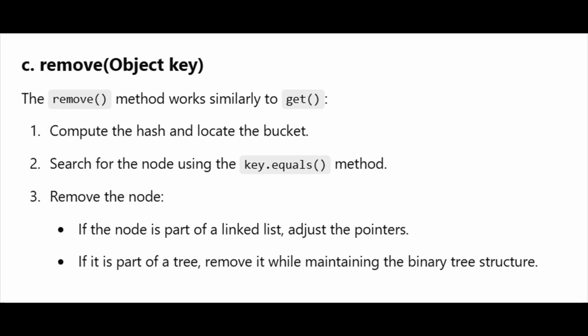C. remove(Object key). The remove method works similarly to get: compute the hash and locate the bucket. Search for the node using the key.equals method. Remove the node. If the node is part of a linked list, adjust the pointers. If it is part of a tree, remove it while maintaining the binary tree structure.